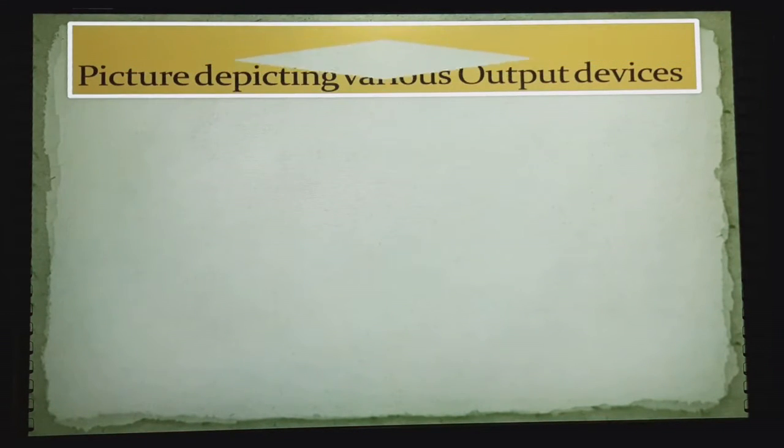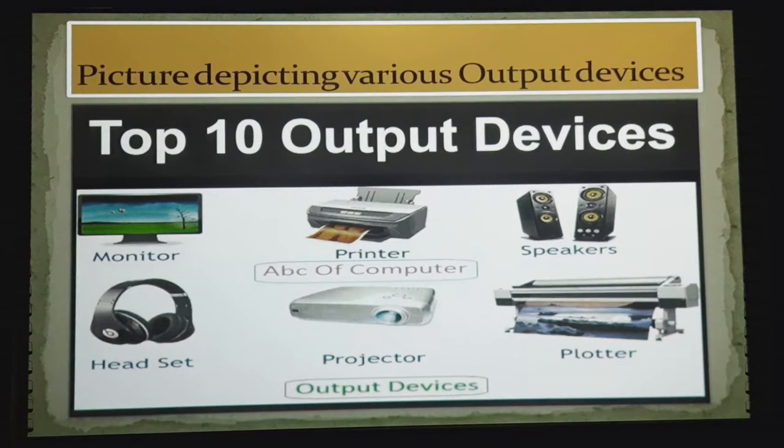Fine. So there is a picture which depicts certain kinds of output devices that are available as of now. Let me show it to you. So these are the top 10 output devices. As I said earlier, this is the monitor or visual display unit. It is also known as monitor or visual display unit. This is a printer which gives output in the form of hard copy or printouts. Then the speaker which gives output in the form of sound or audio. Then this is the headset. Then this is the projector.